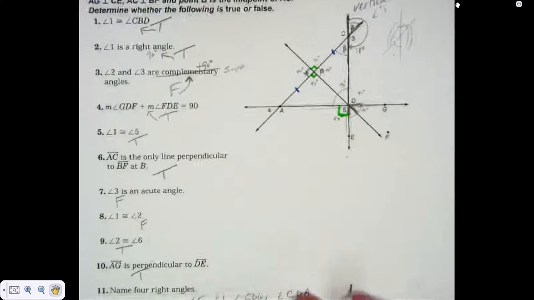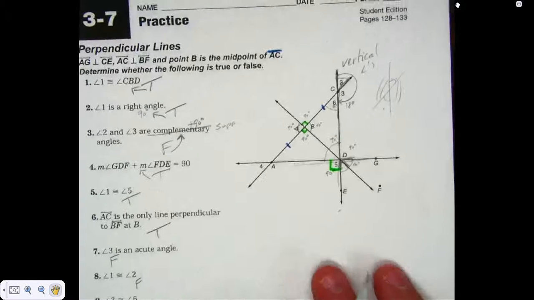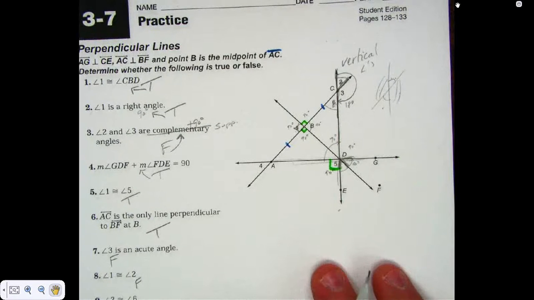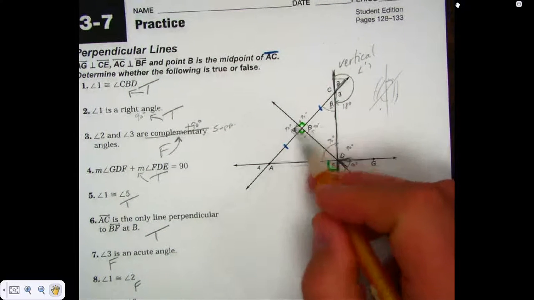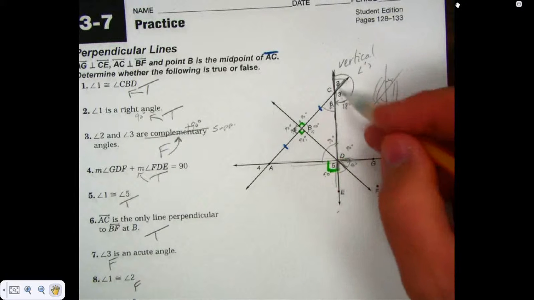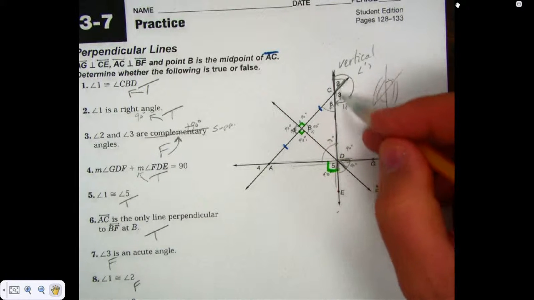Name a pair of supplementary angles. That means angles that add to 180 degrees. Are there a lot of angles that we could use here? All these 90-degree angles right beside each other, they're supplementary, aren't they? These two are supplementary. These two. What about 2 and 3? They're not right angles, but are they supplementary? Angle 2 and angle 3.